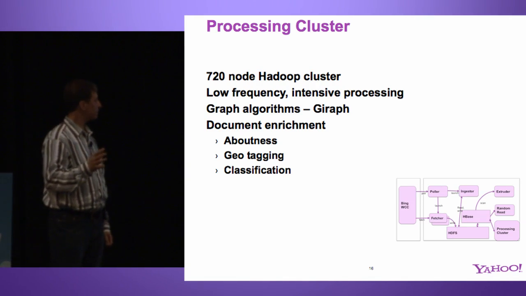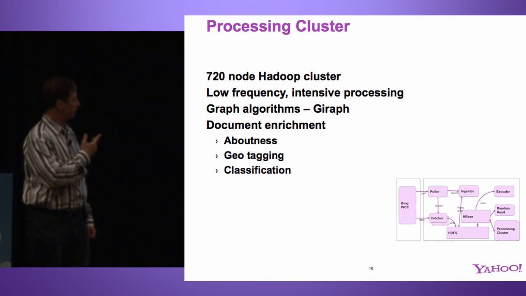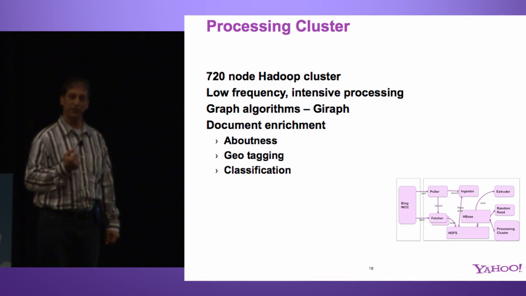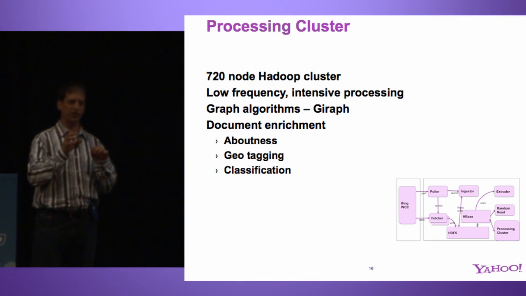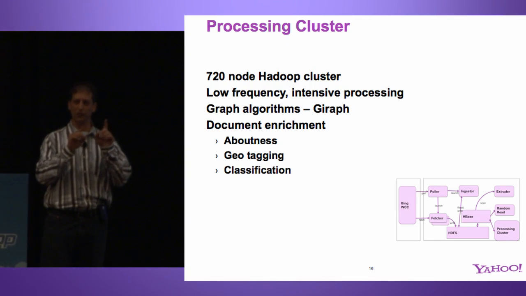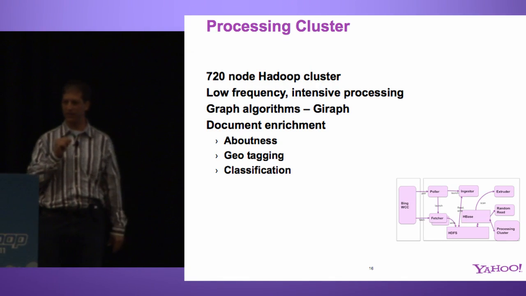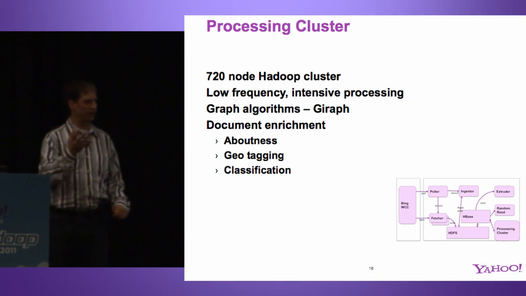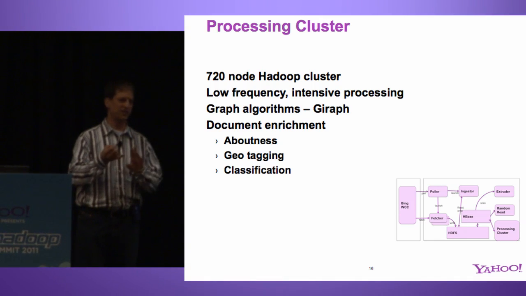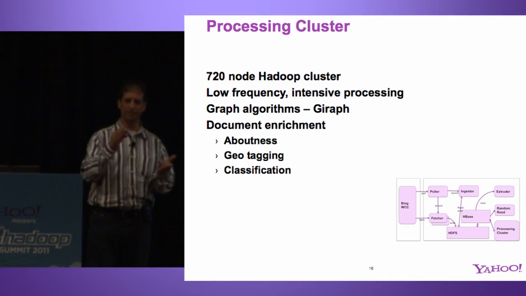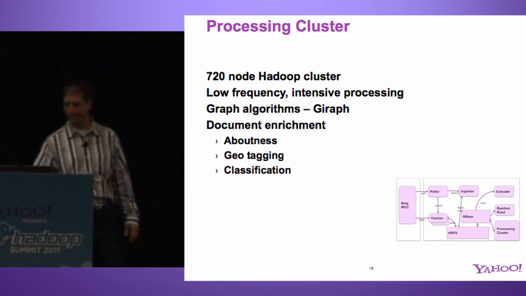Very efficient. And also we run various document enrichment processing, for example, aboutness, which is for every document figuring out a list of things on which the document speaks. Geotagging, for every document, what are the locations that the document is about. Classifications: is this spam, is this adult, is this a blog, is this a forum, etc.